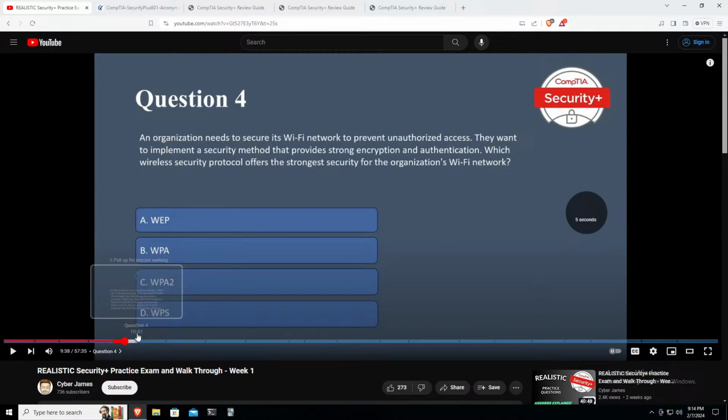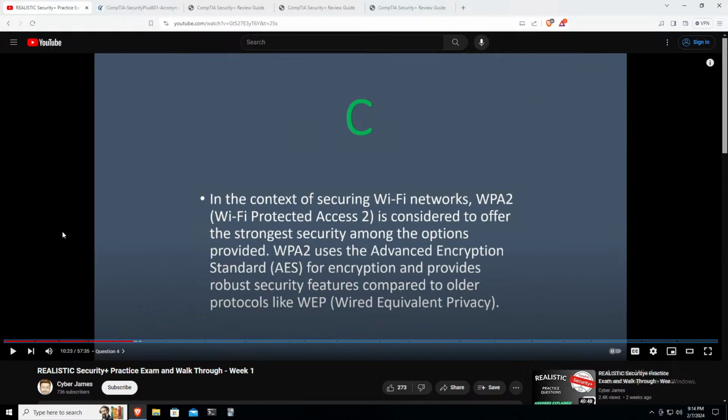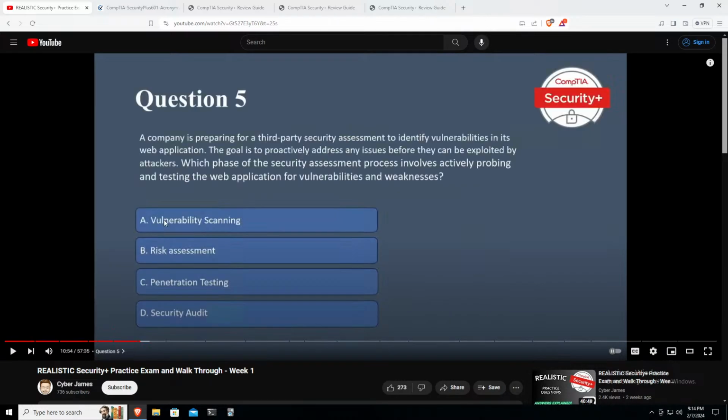Let's skip through here. Yep, C. In the context of securing Wi-Fi networks, WPA2, or Wi-Fi Protected Access 2, is considered to offer the strongest security among the options provided. WPA2 uses the Advanced Encryption Standard, AES, for encryption and provides robust security features compared to older protocols like WEP, wired equivalent privacy. WEP also has a bunch of security problems. It can be brute forced, which is not good. Let's move on. Question five.